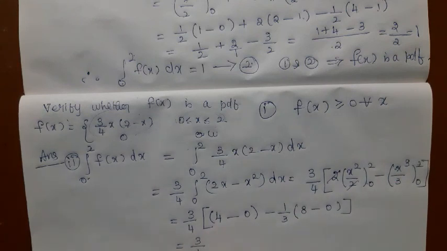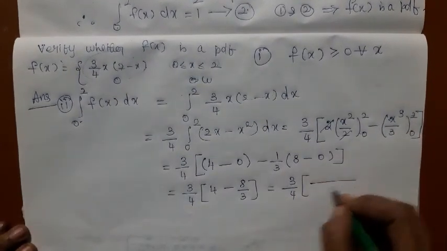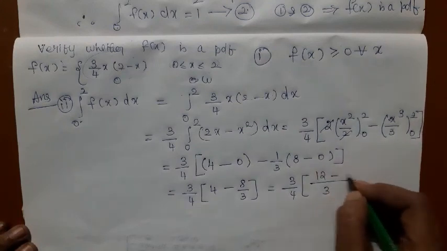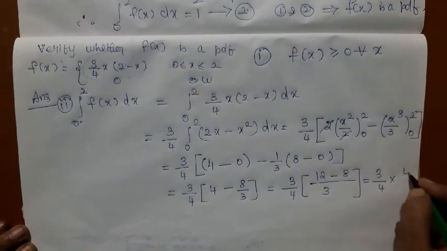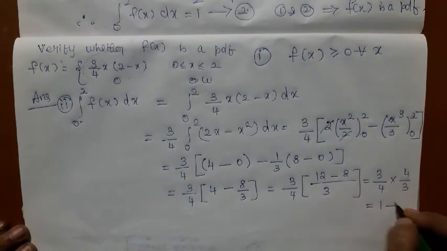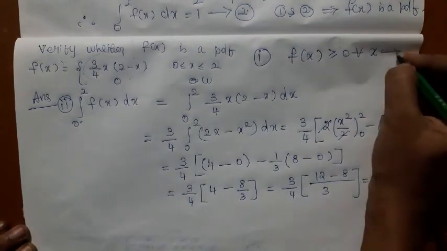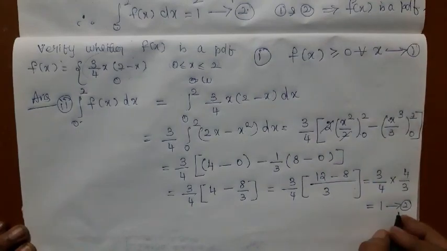So you have 3 by 4 into 4 minus 8 by 3. Fine. If you take 3 as the LCM, you get 12 minus 8 by 3. 3 by 4 into 4 by 3, which is equal to 1. Right? This is your second condition, and here first condition.